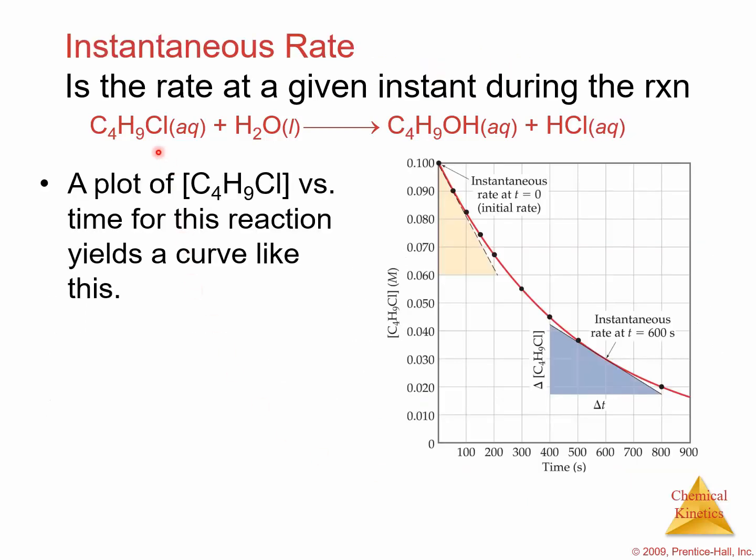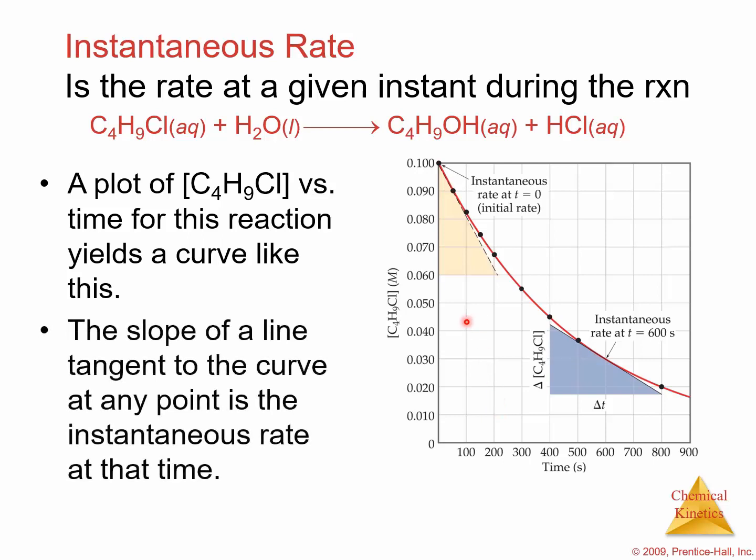Now, instantaneous rate is the rate at a given instant during the reaction. For the same reaction, if we plot molar concentration of butyl chloride versus time, it yields a curve as you see here. Now, the slope of a line tangent to the curve at any point is the instantaneous rate at that time. So if we want to measure the instantaneous rate at time equal 600, for example, we draw a tangent and we get the slope of that tangent to determine the instantaneous rate.